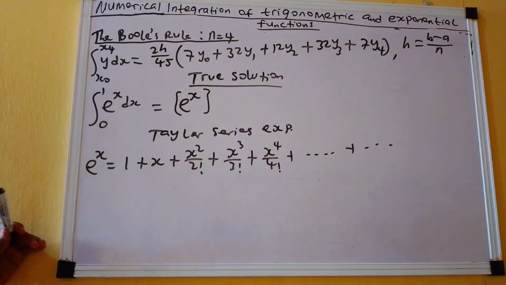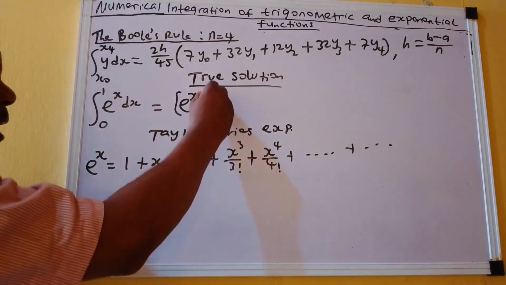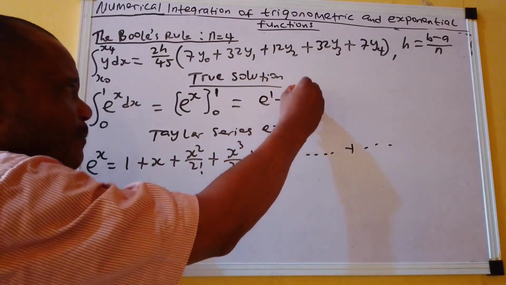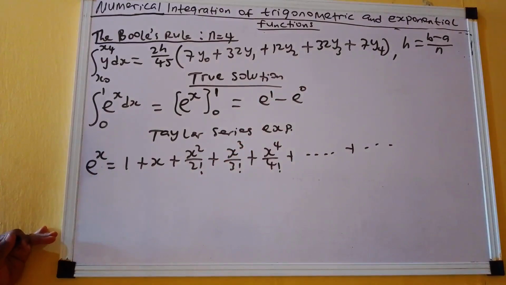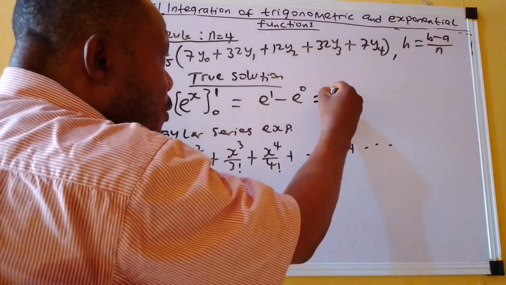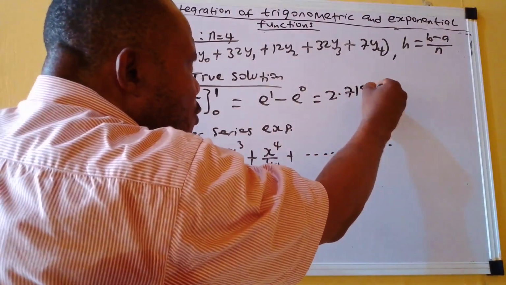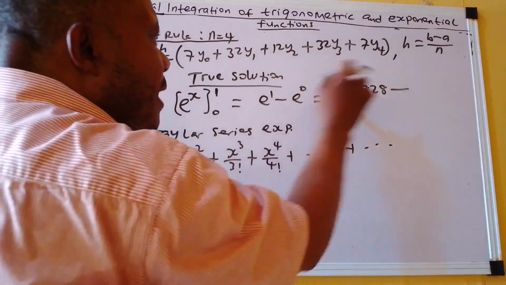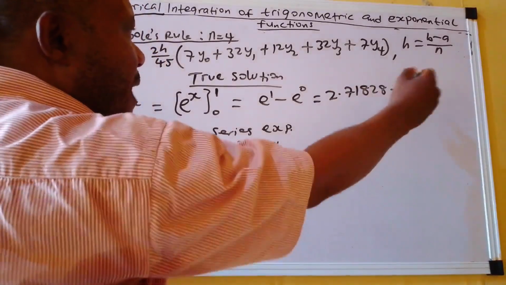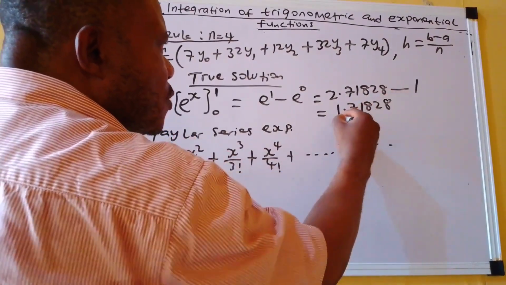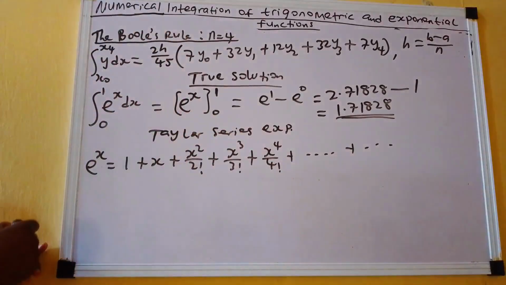If it is indefinite, you need to put it. So our upper bound is 1 and our lower bound is 0. So this will be equal to exponential 1 minus exponential 0. Exponential 1, taking up to 5 decimal places, will be equal to 2.71828, minus exponential 0, which is 1, since anything raised to the power 0 is 1. Carrying out this subtraction, we are going to have 1.71828. So this is our true solution for this particular problem.